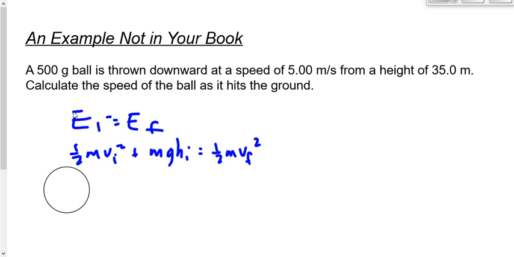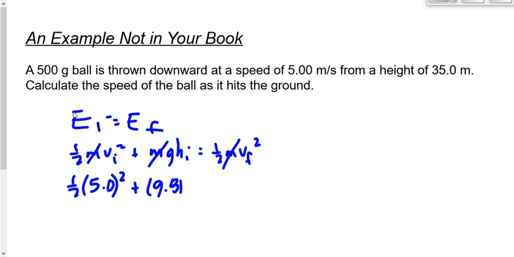Oh, you know what I just noticed? There's a shortcut here. Has anybody spotted it? Yeah? Good. We have an m in every term, so we can cancel that out. Can't cancel it out if it's only in two terms, but if it's in all the terms, we can get rid of it. We don't have to. We can leave it as 0.5 kilograms. That would be fine. It gives us the same answer, but it saves us a little bit of work this way. We're going to say 1/2 of vi squared, which is 5.0, plus 9.81 times the initial height, which is 35, equals 1/2 of vf squared.